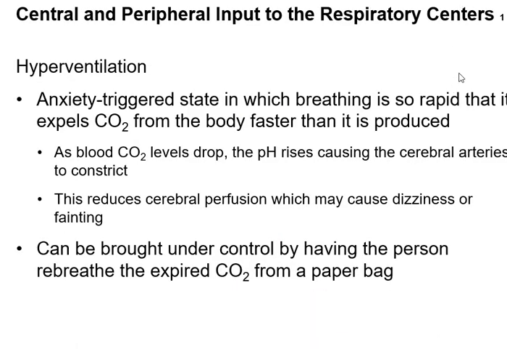I don't know what the current term is, but in my day we called it freaking out. So somebody would get really upset and they would start hyperventilating. And they would breathe so fast that they breathed out too much carbon dioxide. And as you lose your carbon dioxide, your pH rises, your blood becomes actually alkaline, and it causes your cerebral arteries to constrict. And you'll start getting dizzy, and you may even faint.